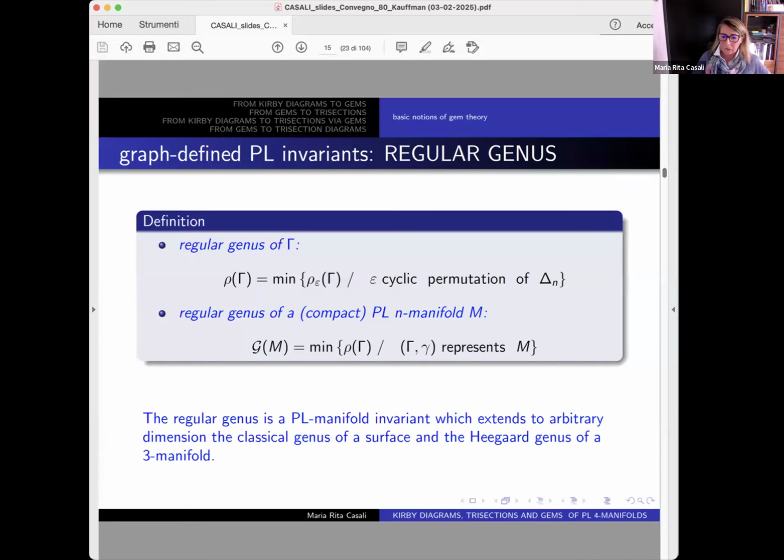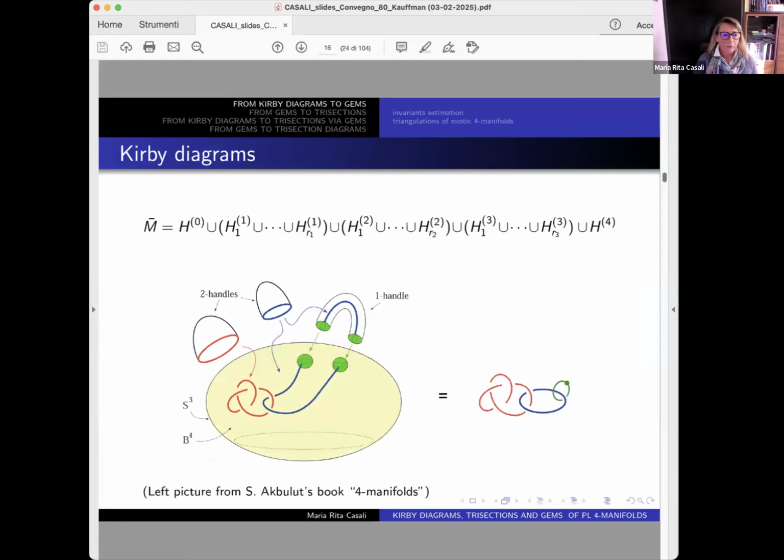The regular genus is a PL manifold invariant which extends to arbitrary dimension the classical genus of a surface and the Heegaard genus of a 3-manifold. And many classification results have been obtained via regular genus, especially in dimension 4 and 5. Now, let us get into the specifics of our theme, illustrating the connections between Kirby diagrams and edge-colored graphs.